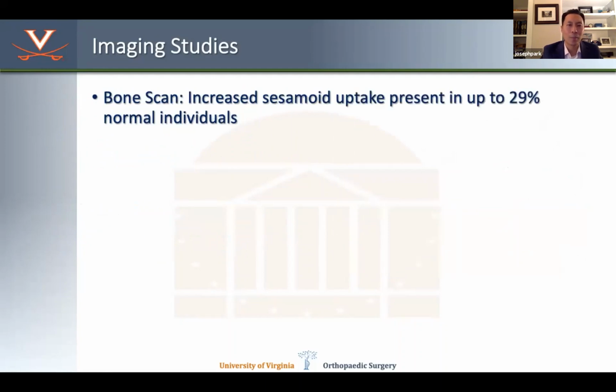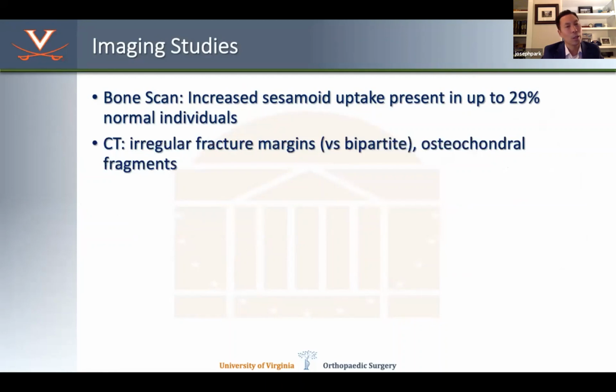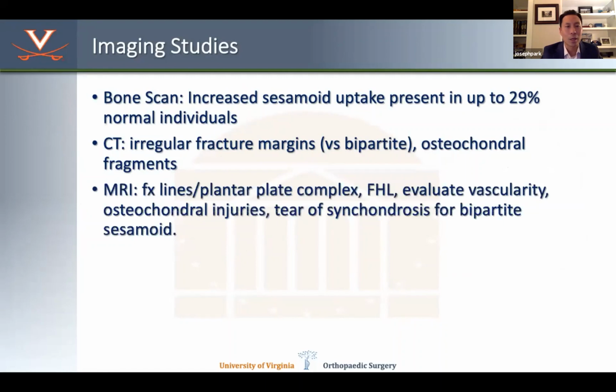A bone scan, I'm not sure many people get bone scans at this point. I think it's not a great test because sesamoid uptake is present in up to 30% of normal individuals. A CT, I think, is a good move to look at fracture margins if you're concerned about a fracture. And you can look in the MTP joint to see if there are any osteochondral fragments. I believe MRI is by far the gold standard at this point to look at these injuries. You can look at fracture lines, plantar plate complex, the FHL tendon, vascularity of the sesamoids, again chondral injuries, and then bipartite sesamoid. It's a good test to look for all of those things.